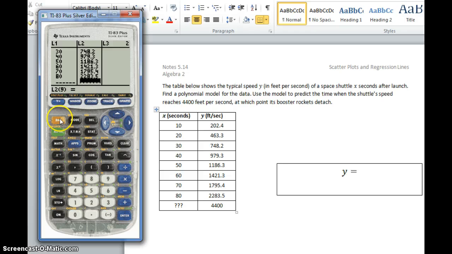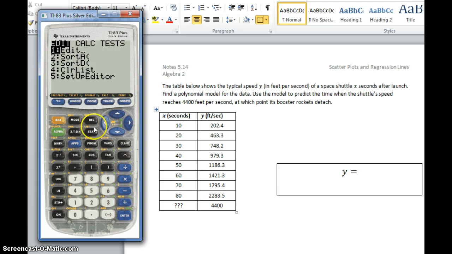What we're going to do now is, we're done entering information in the table, so I'm going to hit second, and then I'm going to hit quit. I'm going to get out of this completely. So I'm not editing my table anymore, but I am going to go back into the stat menu. This time I'm not going to edit my table. I'm going to go over one menu to calculation, and I'm going to find a model that fits.